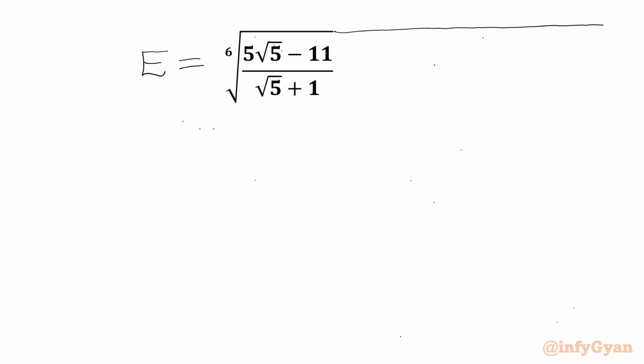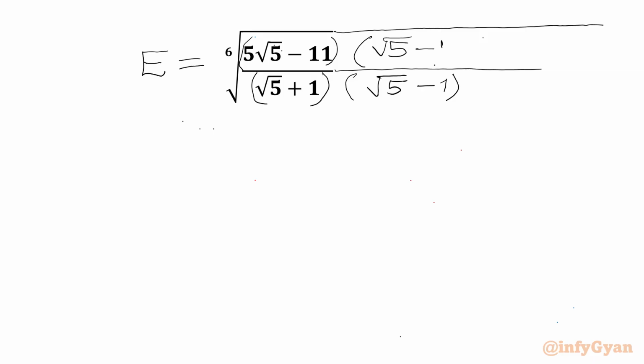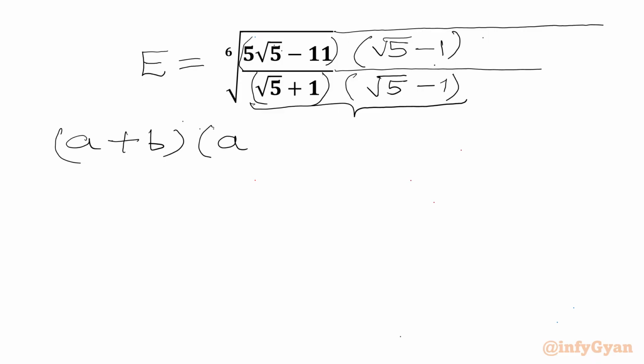Now I will consider rationalization of the denominator. So I need to multiply our numerator and denominator by the denominator's conjugate. The conjugate of root 5 plus 1 is root 5 minus 1. Now in the denominator we are getting a plus b times a minus b form, so we can use the difference of two squares formula, which is a square minus b square.